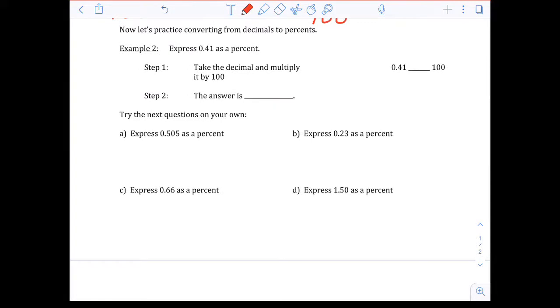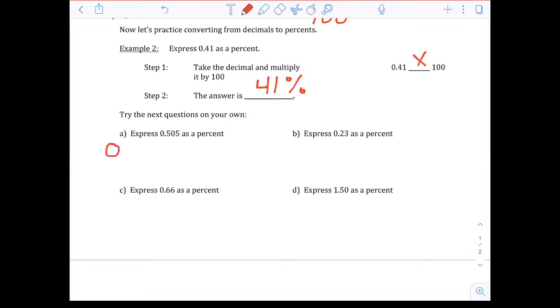So continuing through, we have the opposite. If we go backwards, express 0.41 as a percent. Well, what we do in that case is we do the opposite. Instead of dividing, we're going to multiply. 0.41 is 41%. So I take all these numbers and we multiply it by 100. So we're either dividing or we're multiplying.